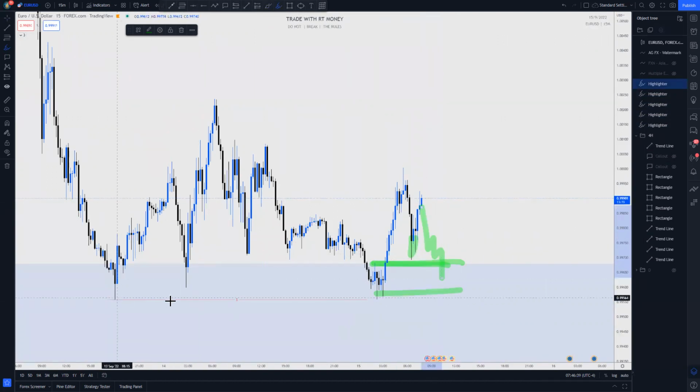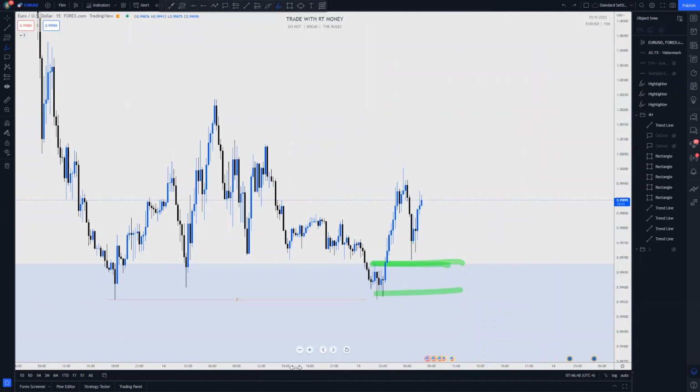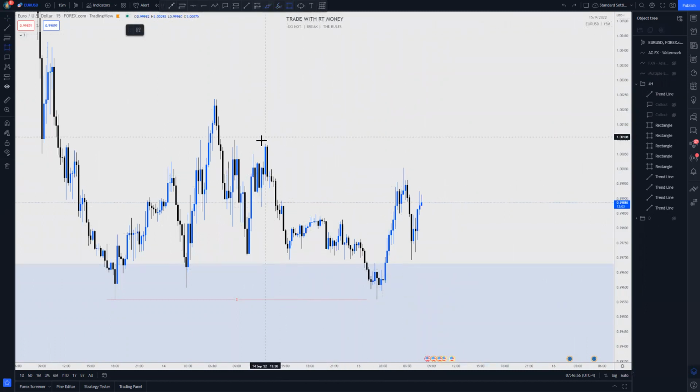All right. But I'm looking for this. I'm looking for a sweep, an evil sweep, and then price moving up. This is something you got to be patient for. This is a situation you have to be patient with. Okay. So what is price doing right now? Price is in supply.